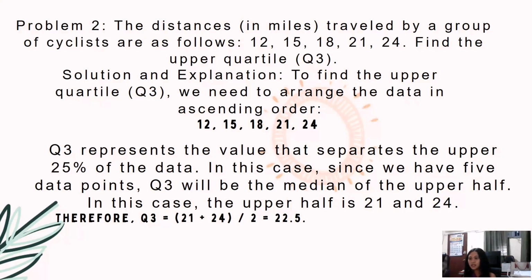In this case, since we have 5 data points, 12, 15, 18, 21, 24, quartile 3 will be the median of the upper half. In this case, the upper half is 21 and 24. So, 21 plus 24 over 2 equals 22.5. Therefore, our answer for problem 2 is 22.5, which is the quartile 3.